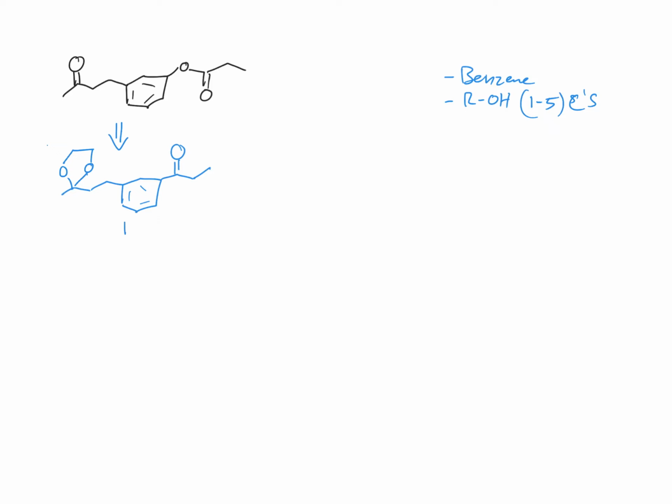So going further back, if we observe that this is now a meta-directing group, and of course I can install that with the 3-carbon acid chloride, maybe that's the first thing I do in this synthesis. So let's focus on this chain now. How would I install that chain into the meta position?